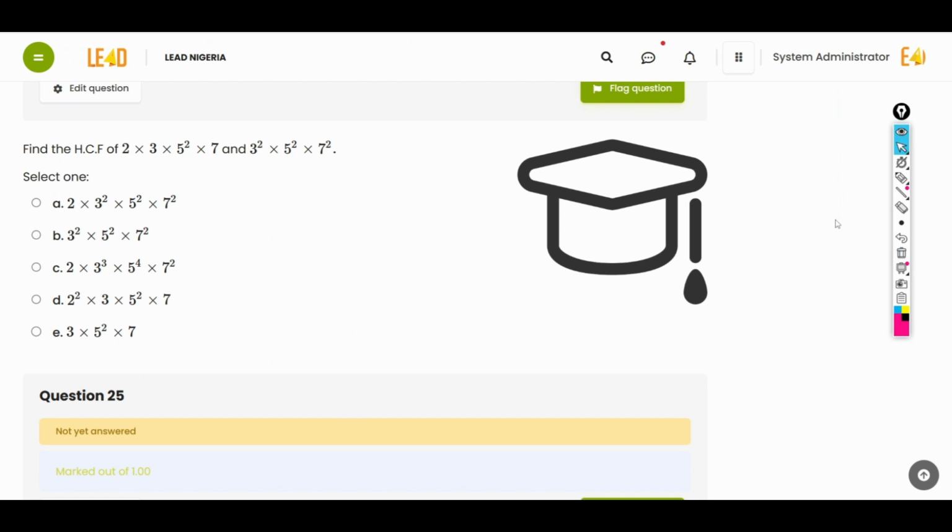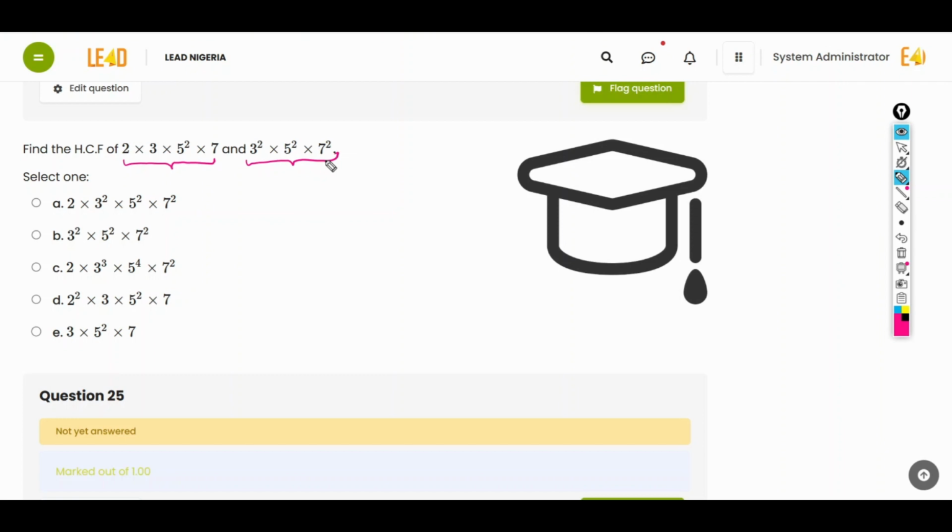Find the HCF of these two factors. They gave it to us in index form, and we're asked to find the HCF. Good. Let me quickly teach this. If you're given a question in index form and you're asked to find the HCF, then you look for the overlap. What can you find in both of them? That becomes your answer.